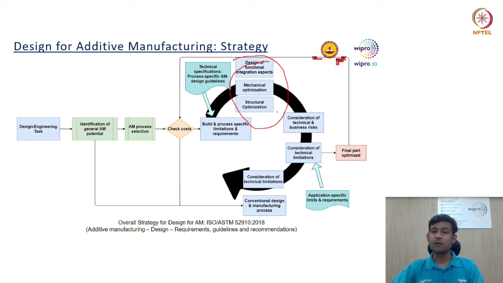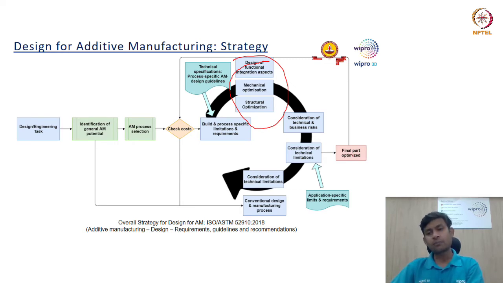Here we do the simulation, the process based simulation, and then we take into account the business risk. Okay, how much cost is associated to a build failure, or how much cost is associated if the part is not conforming to the actual end requirements, or if the part is meeting the technical, that means the mechanical strength requirements or not. After taking all this risk into consideration, we understand our limitations based on the nature of the process, and then we reach the final optimized part.